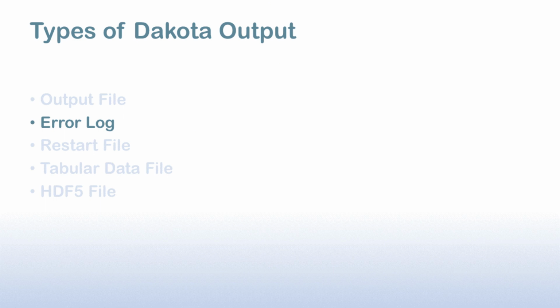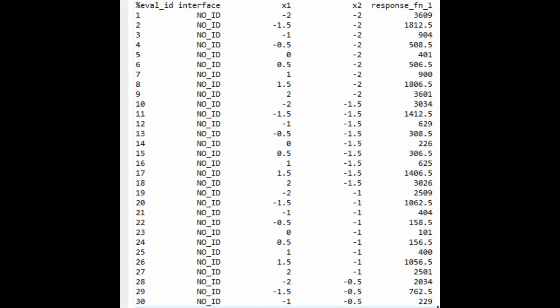In addition to the regular output file, Dakota has the ability to record errors that it encounters to a separate error log file. The Dakota restart file is a binary file that can be used to restart Dakota if the process was interrupted. Using a restart file, a user can instruct Dakota to resume where it left off, without losing all progress. Dakota's tabular data file is a space-delimited text file that summarizes the inputs and outputs to the function evaluator. The first line contains the name of the variables and responses, as well as headers for the evaluation ID and interface columns. Each line of the tabular data file shows variable and response values collected by Dakota at each iteration.